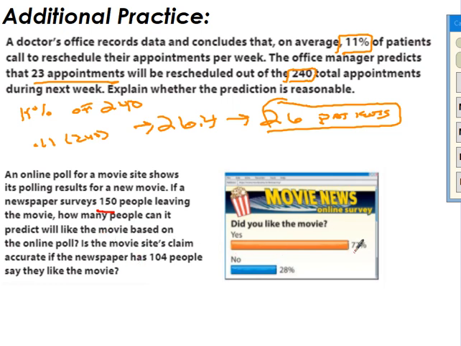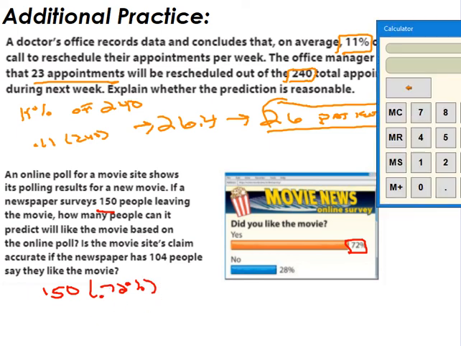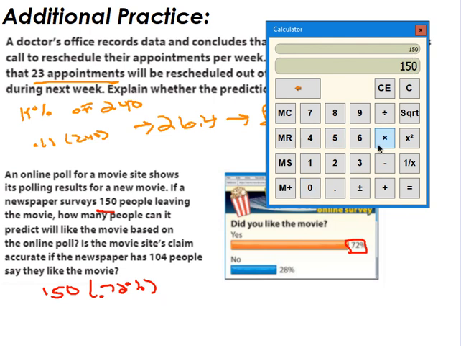So again, we're trying to figure out how many people can it predict will like the movie based on this poll. We know 72% like it. So I need to know what's 150 times 72%, which is also just 0.72. So that's what I'm doing: 150 times 0.72. 108. So that means based on this poll, 108 people out of 150 should like the movie if we're using these results.